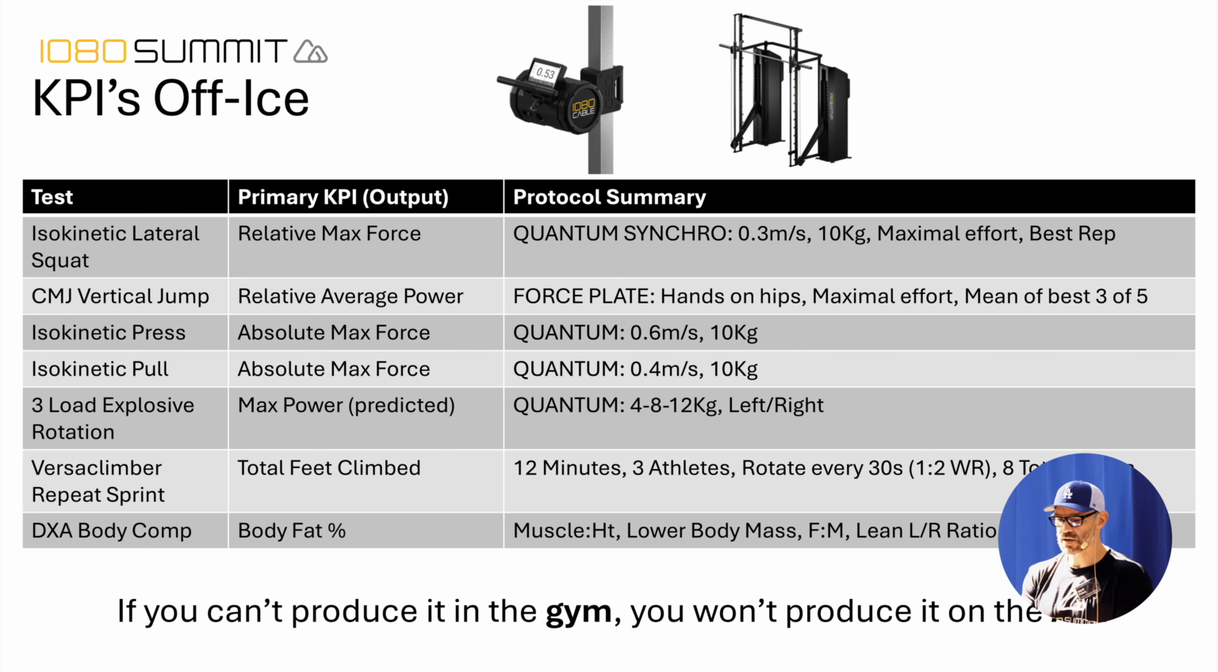Like I touched on, the isokinetic lateral squat, we're looking at relative max force. When we first got the machines, we were doing this on a single column. Athletes started to get stronger and stronger, and all of a sudden we realized they had maxed out the force capacity of the single Quantum. Everyone kept getting 2,200 newtons. Peter helped me solve that problem. We then figured out how to rig this up to create the synchro version of this.